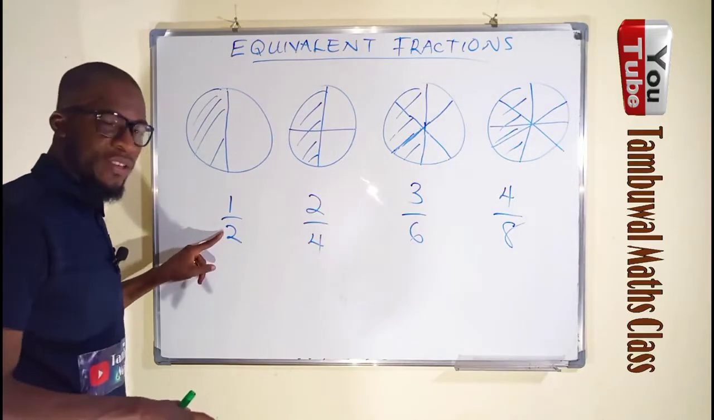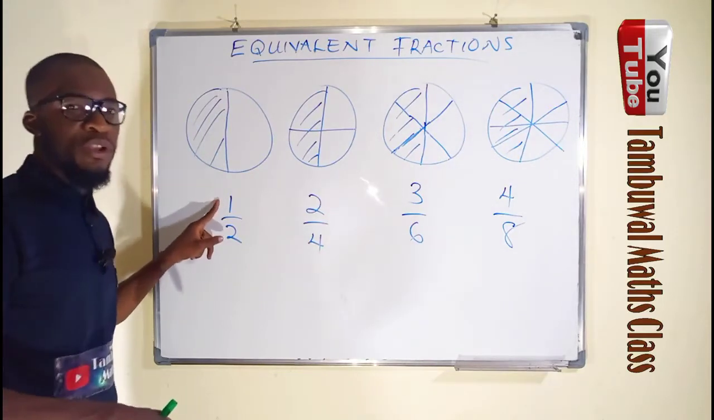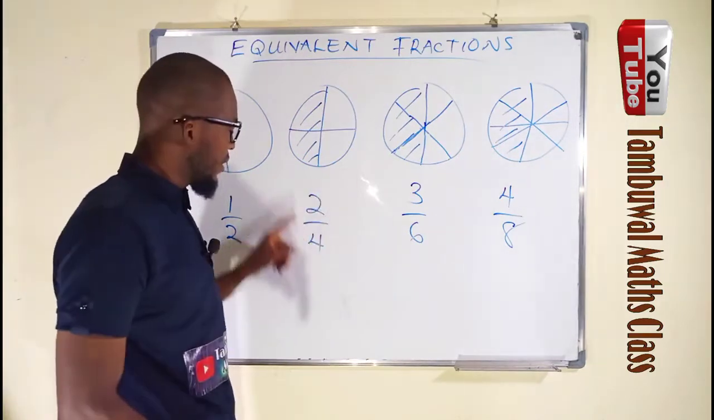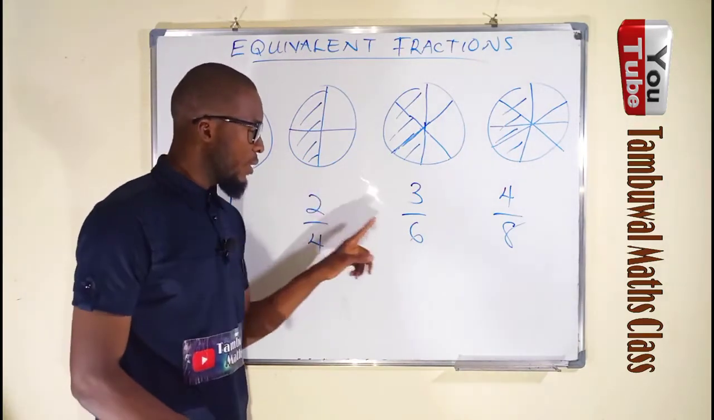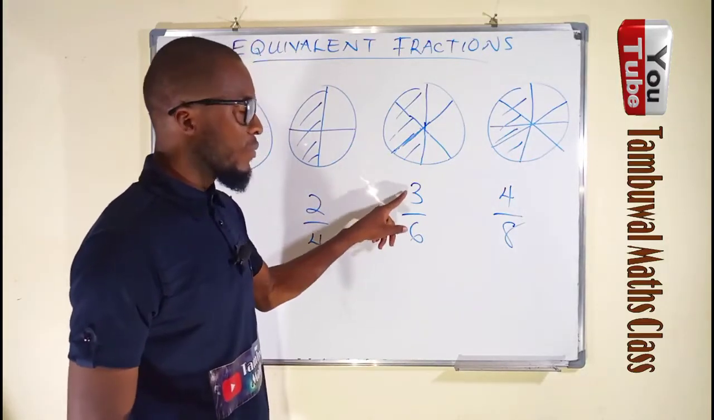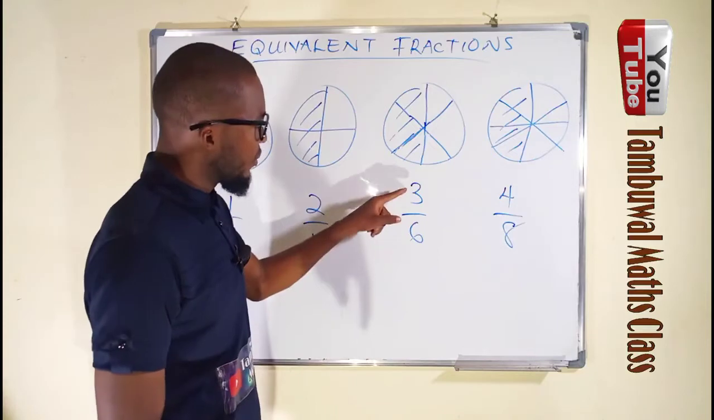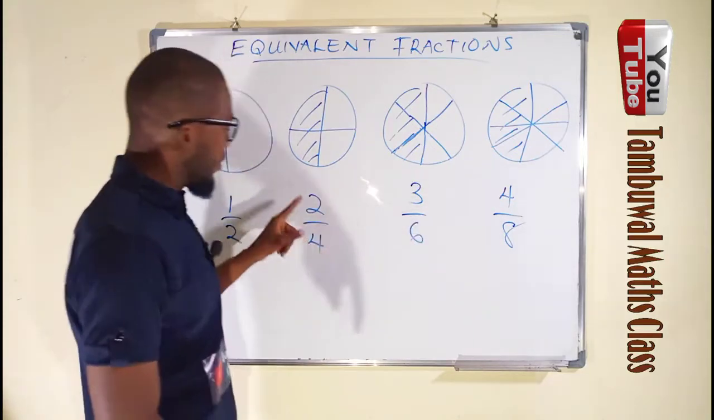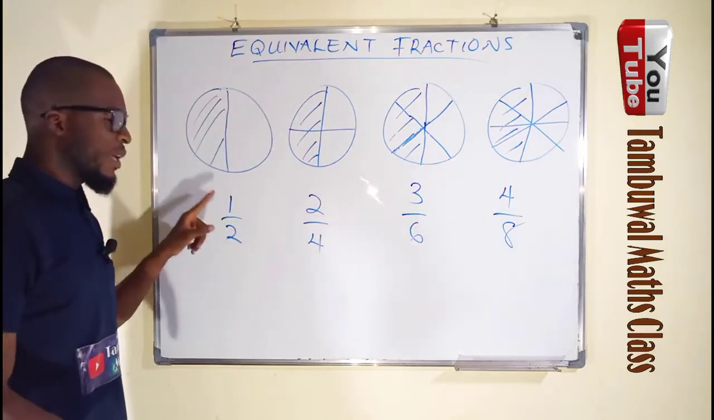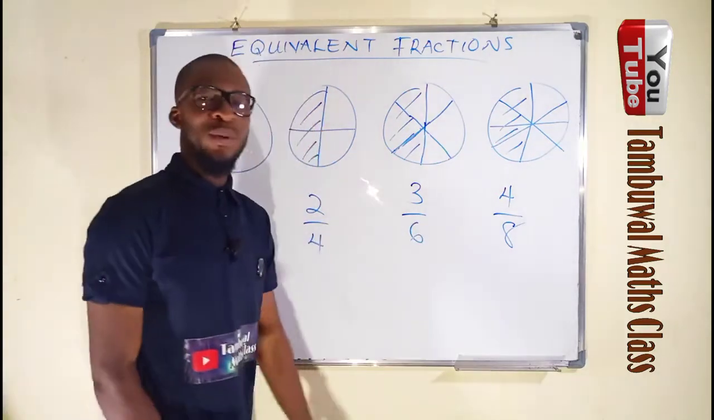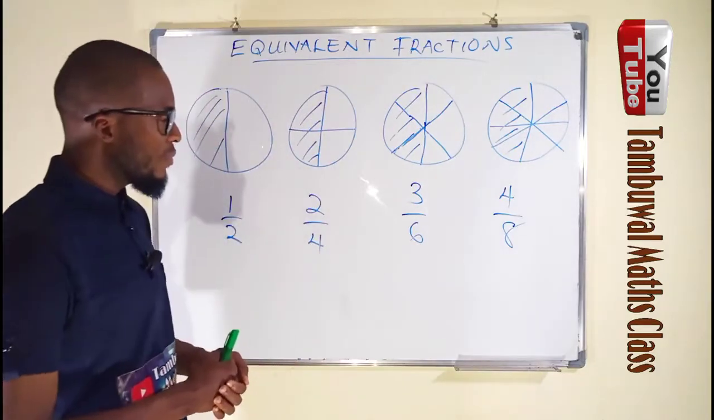2 here is 2 times the numerator, which is 1. 4 here is 2 times the numerator. 6 is 2 times the numerator because 3 times 2 is 6. 4 times 2 is 8. 2 times 2 is 4. 1 times 2 is 2. Therefore, all these fractions are said to be equivalent.